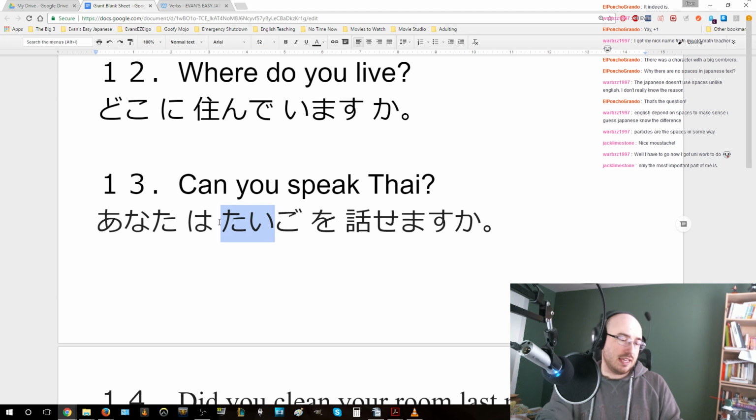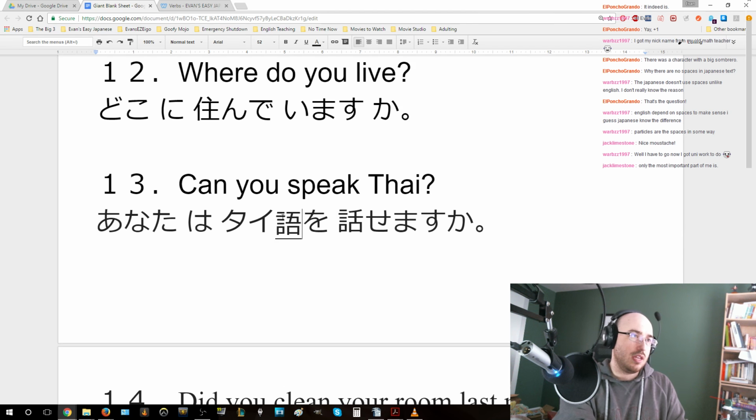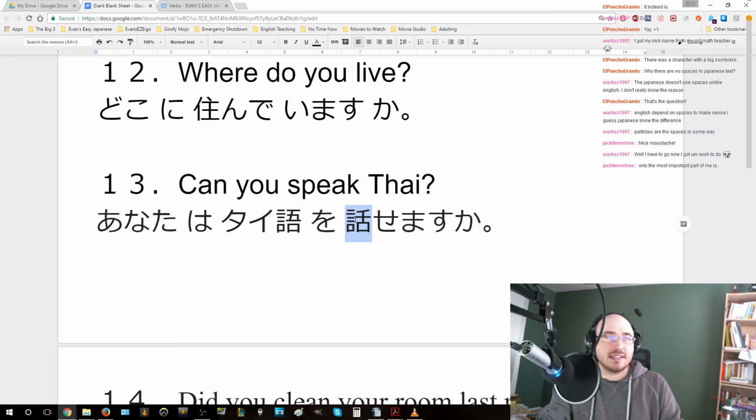First off, Thai for the language should be Thai go. The kanji for go is that kanji. Oops, go is right there. That's the kanji for go. We don't need it though. Actually, why not leave it up? Boom. Thai go. Anata wa Thai go o hanasemasu ka? Great. This is hanasemasu ka?